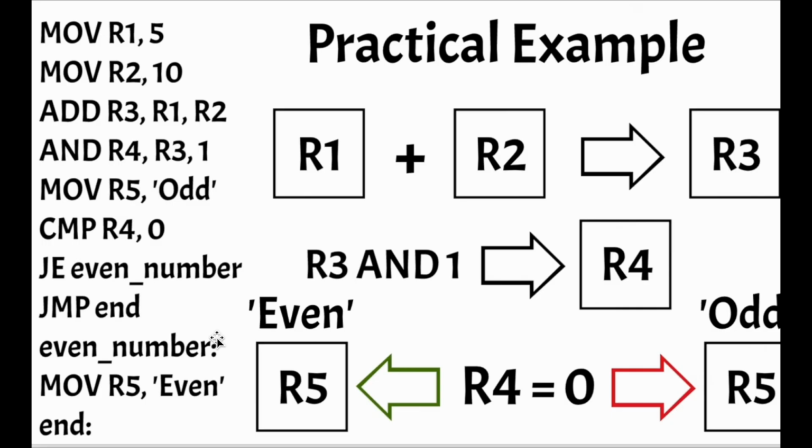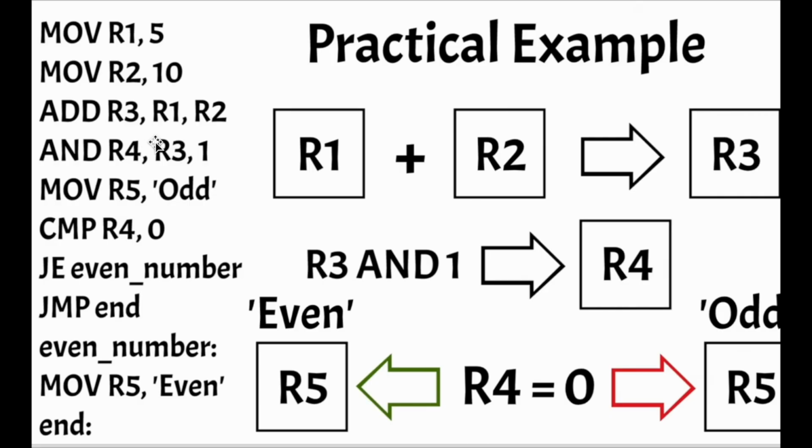Let's take a look at a practical example. In this assembly code example, we start by loading the values 5 and 10 into the registers. So move 5 into R1. We move 10 into R2. And the add instruction combines these two values and stores the result in R3.